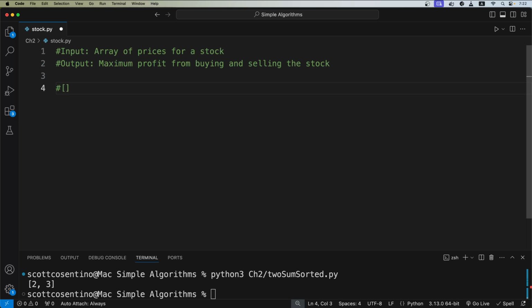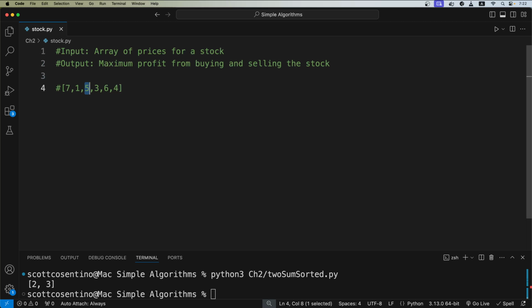So let me give you an example of this to help formalize the idea. Maybe we have an array of values like this. Each of these values represents the price of a stock on a given day. We can buy on one day and then sell on another day, and the difference between those two prices would give us our profit. So for example, if I were to buy at 7 and sell at 5, I would lose $2, since 7 is a higher price than 5, so we would have negative $2 as a result.